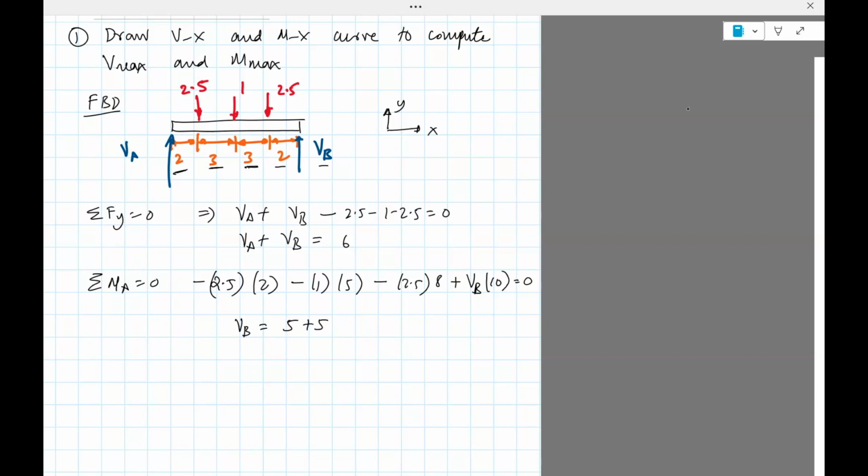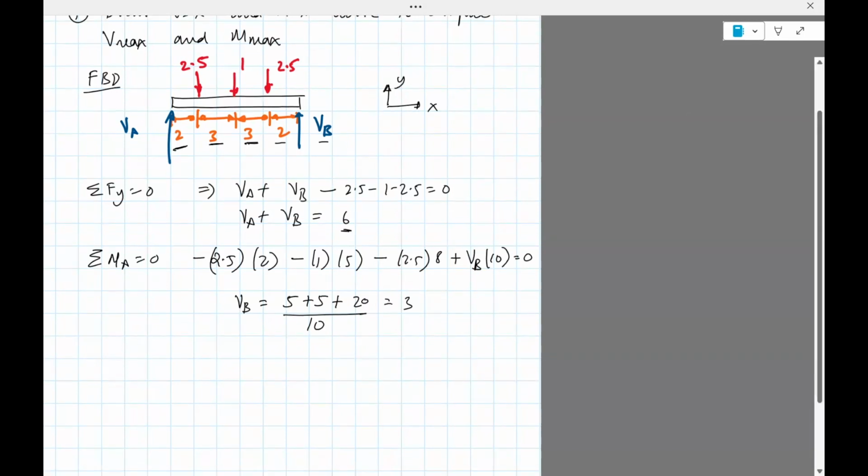5 plus 5 plus 8. No, divided by 20, I think. It's 20. How would you get the values? So 3 and 3, yeah, it's probably 3 and 3. Yeah, you could solve it by symmetry. 3, that's what I get. So VA and VB are both 3.